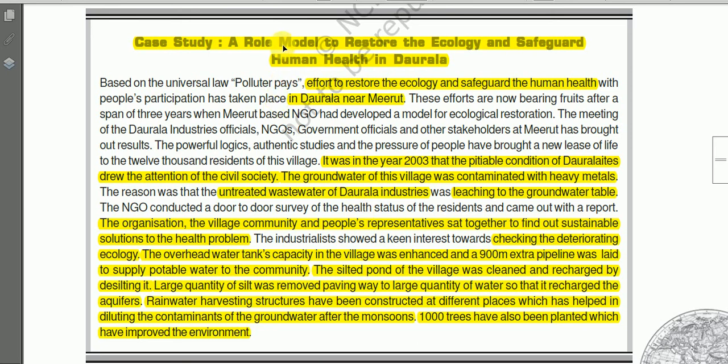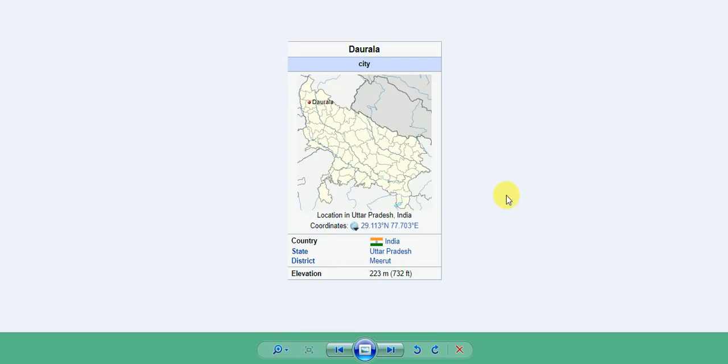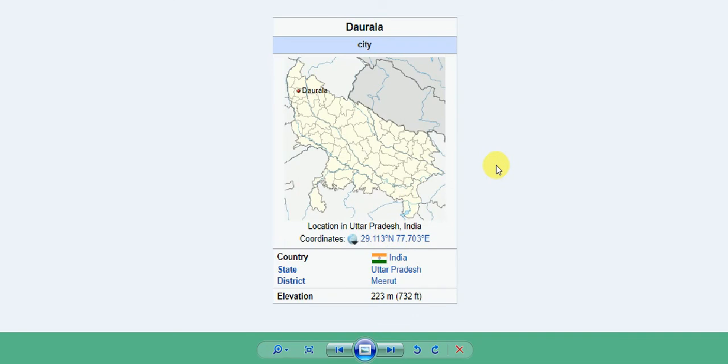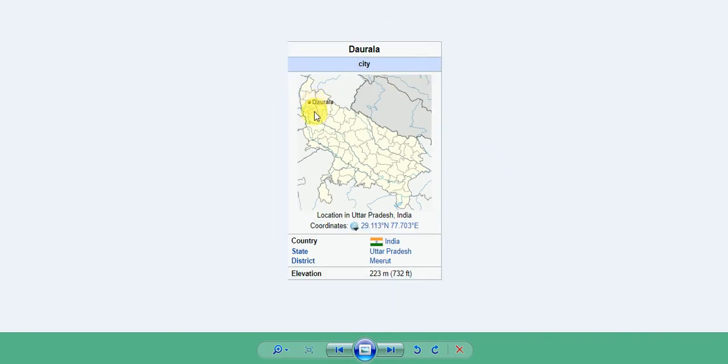We have a case study, a role model to restore the ecology and safeguard human health in Daulara. This is also important for the exam. So let us have a quick look at this case study. Here we have the location of Daulara. Actually the map is very small, but Daulara is here, near Meerut. We can say it is in Meerut district in Uttar Pradesh.